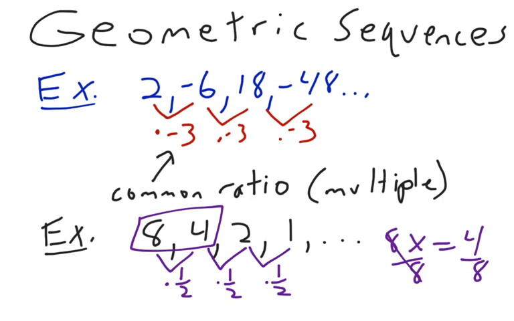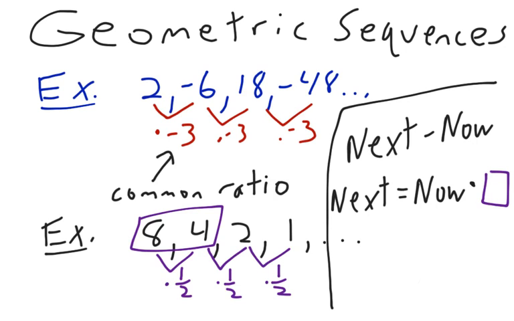Now let's look at the next-now formula. How do you get to the next number if you have the current number? And that formula looks like this for next-now. It's the next number equals the current number, or our now, times something.